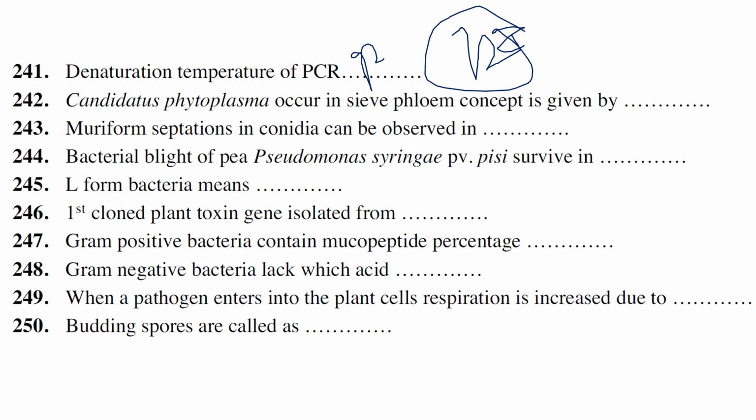The next one is the Candidatus Phytoplasma, the sieve phloem concept. This candidate phytoplasma only occurs in sieve tubes. This concept was actually given by Doi et al., because he discovered this candidate as phytoplasma, that is Mulberry Dwarf, the first phytoplasmal disease, in 1967, right?